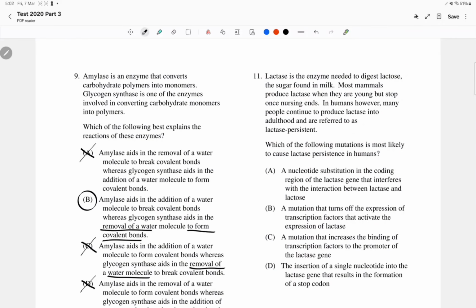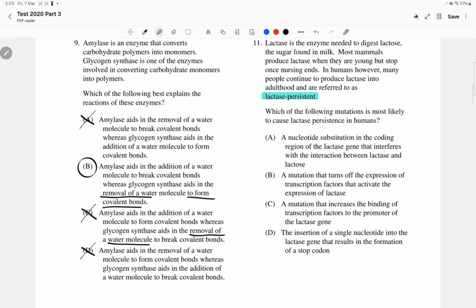Now look, in humans, however, many people continue to produce lactase into adulthood and are referred to as lactase persistent. Which of the following mutations is most likely to cause lactase persistence? That they keep making lactase.